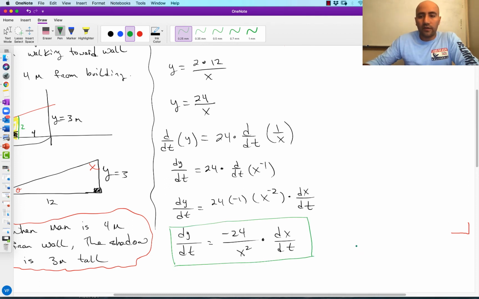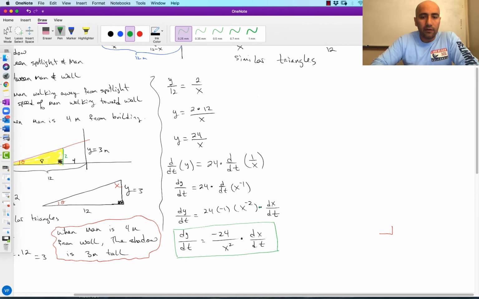So we're almost there, not quite done. Now we have to plug in the values we know. So at a particular point in time, when the man is 4 meters away from the wall, we already know the value of x is equal to 8. And we know dx/dt, so we can plug in these two values and get the result we want. Okay, so let me zoom back out over here.